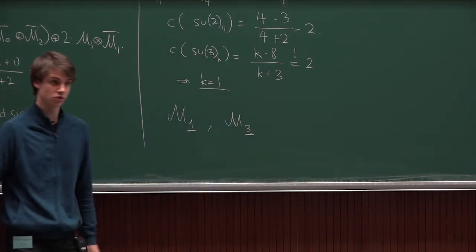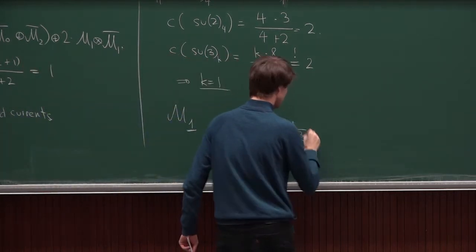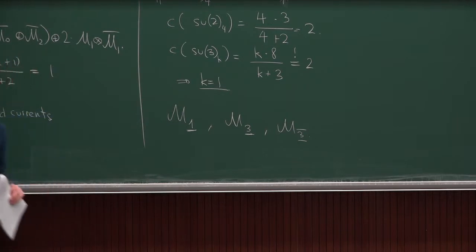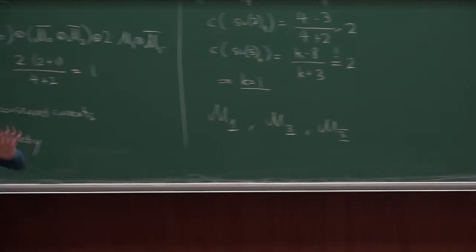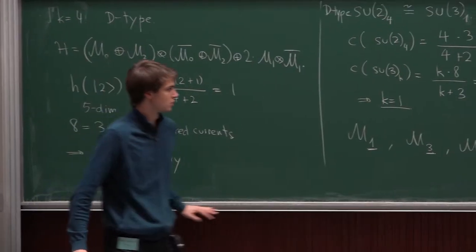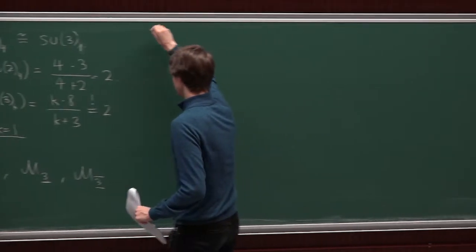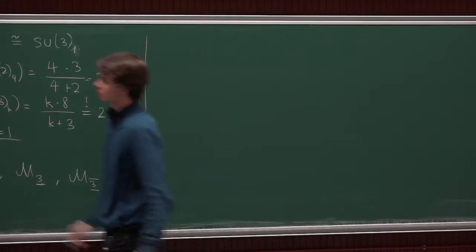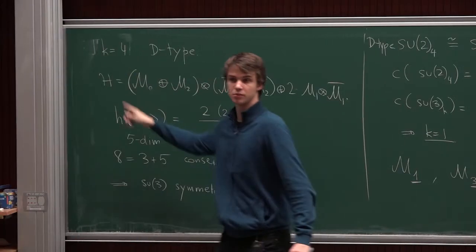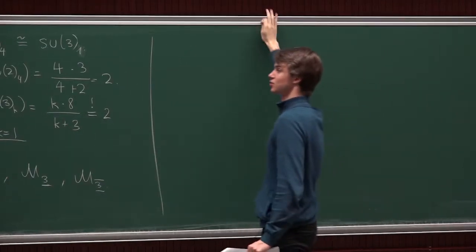I can have the 3, which is the fundamental representation, and I can have the 3 bar, which is the anti-fundamental representation of SU3. These are the 3 possible ground state representations of the SU3 level 1 Wess-Zumino-Witten model. Okay? You can show this by a similar analysis. So if this is true, I should be able to recast my Hilbert space in SU3 level 1 language. So let's do it.